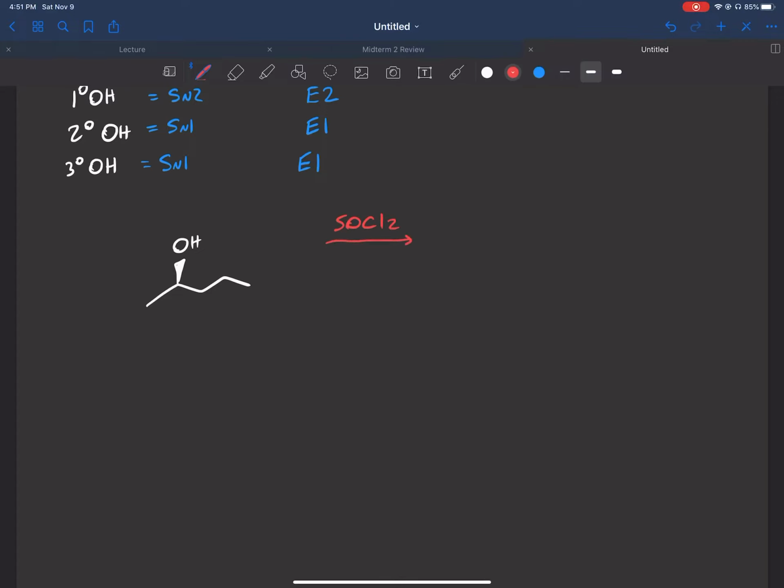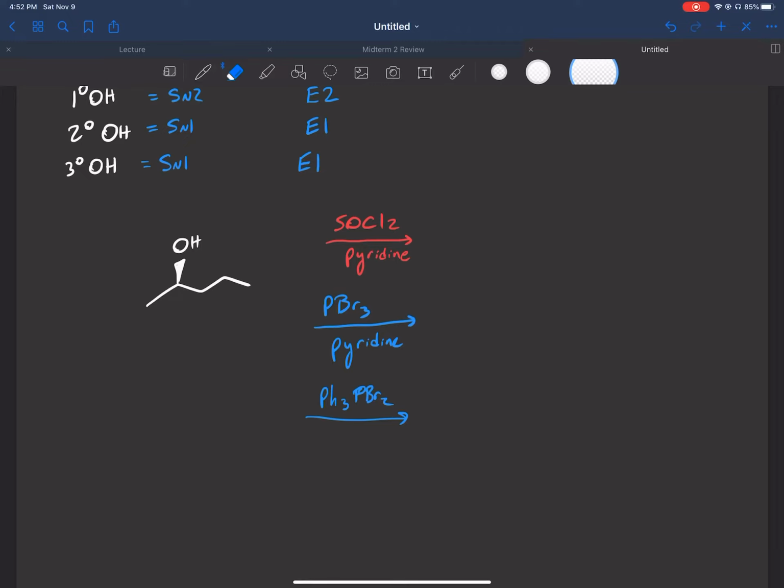SOCl2, pyridine. Or we could do PBr3, pyridine. Or we could have done PBr2, which is just the same thing as the PBr3. Okay, it does the same thing as the PBr3, but the concept is essentially the same.